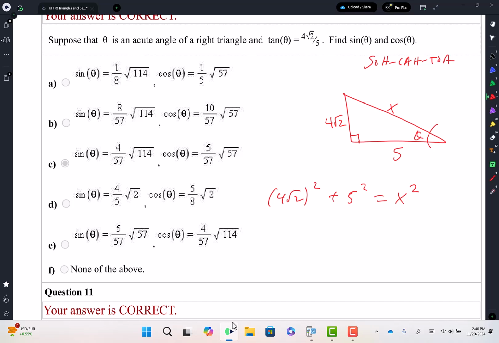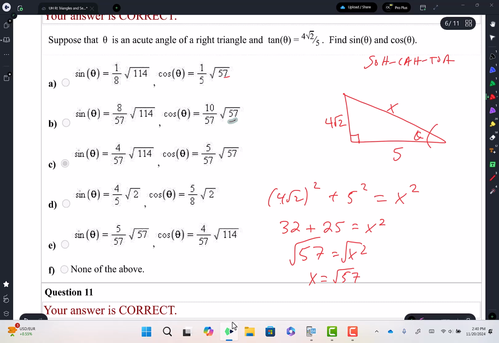Have I confused anyone? Okay. So 4 times 4 is 16, 16 times 2 is 32. Relax. If you don't know that, just type it in the calculator, but I would like you guys to know that. 5 times 5 is 25. So 32 plus 25 is 57. So 57 equals x squared, take the square root: x equals square root of 57. It does not reduce. Notice there's a whole bunch of square root of 57s in there, which is a hint that it doesn't reduce. Are we still okay, guys?